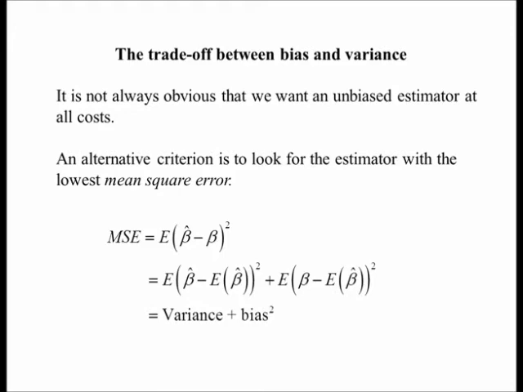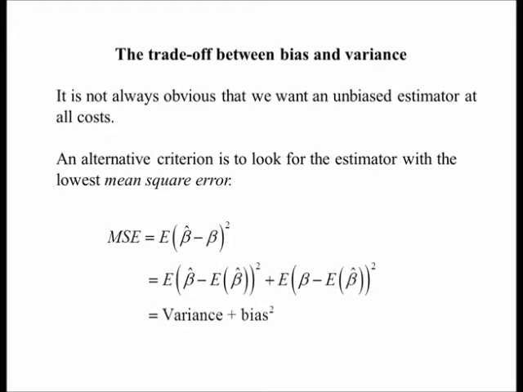Now, that might look like the formula for the variance, but it's different in one very small but important way. The variance would be the expected value of beta hat minus the expected value of beta hat, all squared. This is just beta hat minus beta. There's no expectation operator here. So what that means, however, is that we can decompose this into two bits.